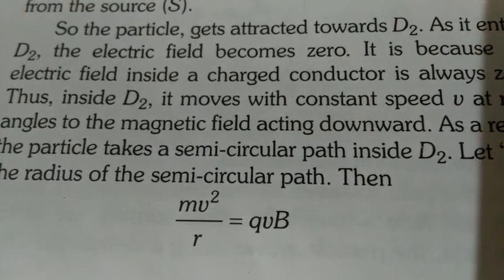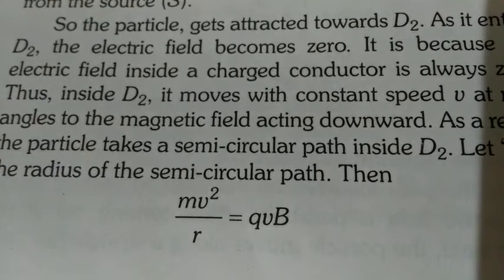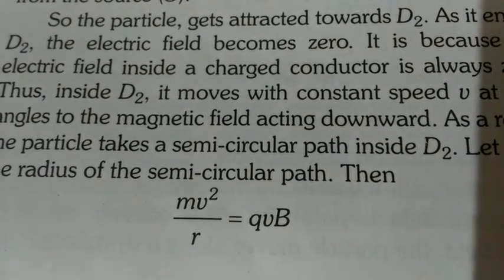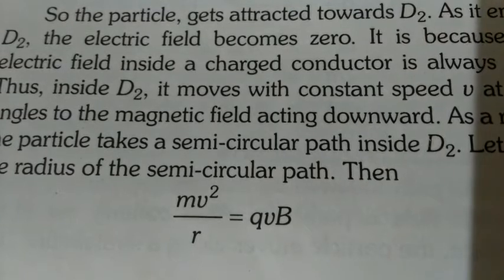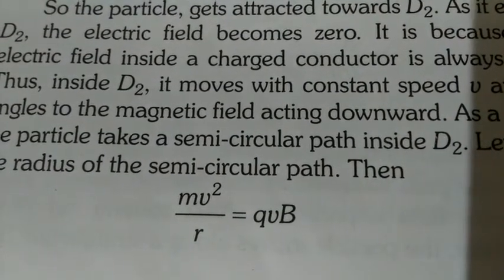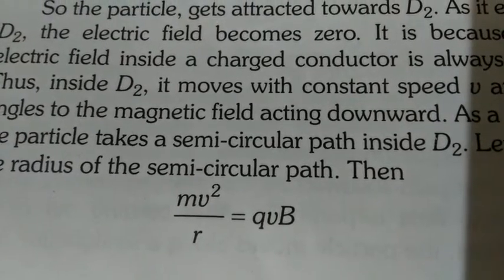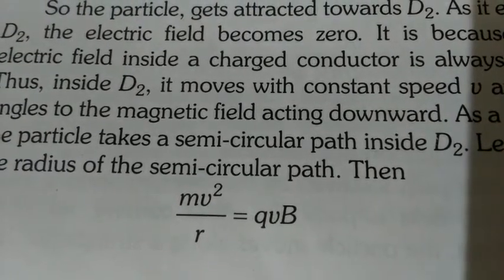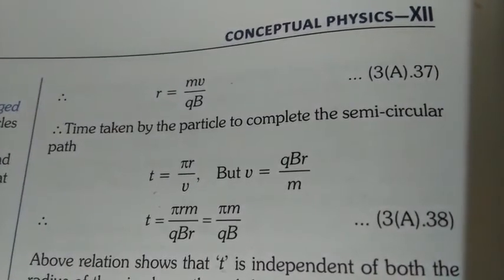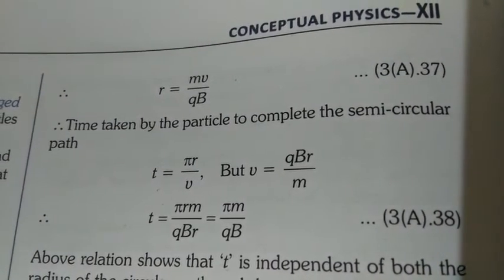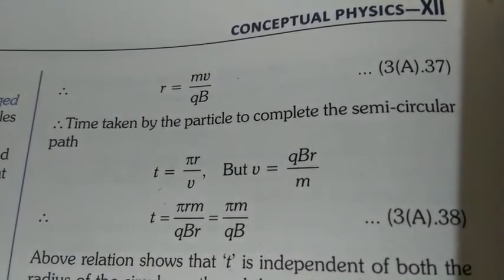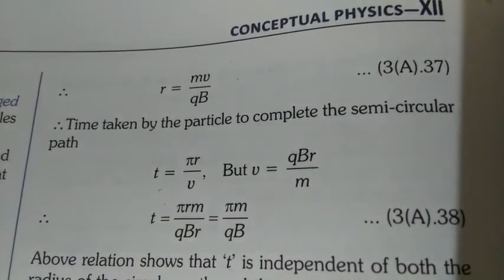In a cyclotron, the particle is moving in circular motion because of the magnetic field. Whatever centripetal force is required to move a particle in a circular path is given by the magnetic Lorentz force here. So mv² upon r equals qvB, or by rearranging the formula we get r equals mv upon qB.